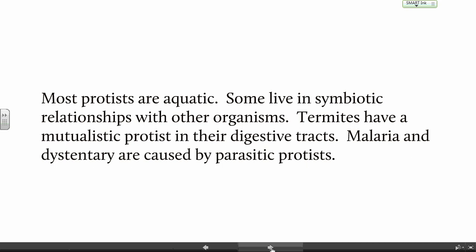But those protists have the enzymes that allow them to digest the wood, the cellulose. Turns out that the termite can't live without the protist, and that particular protist can't live without the termite. So what kind of symbiotic relationship is that? That's mutualism. That's a good deal for both. But there's also several protists that have parasitic relationships with other things.